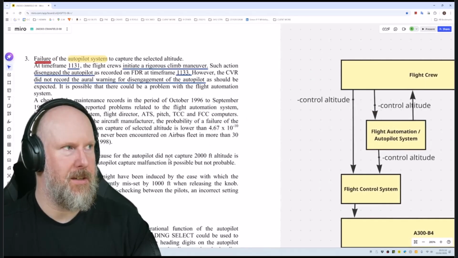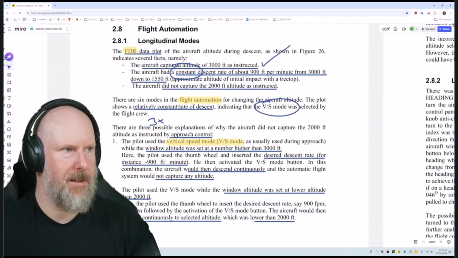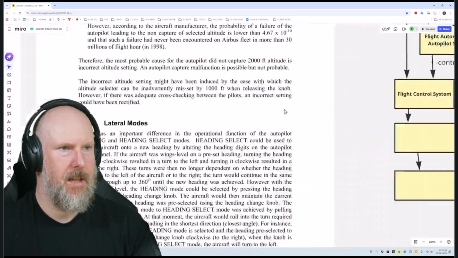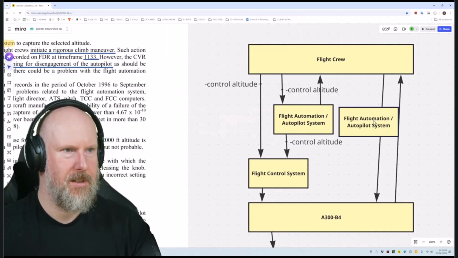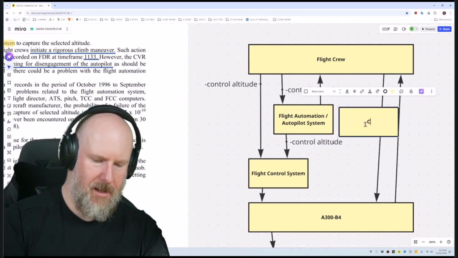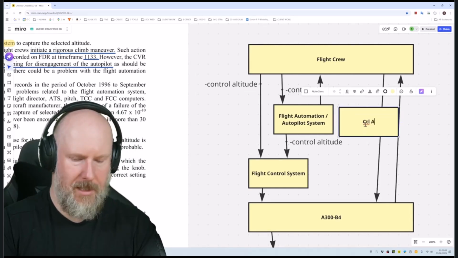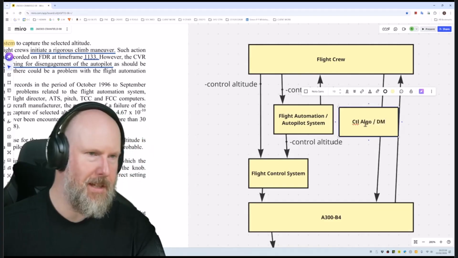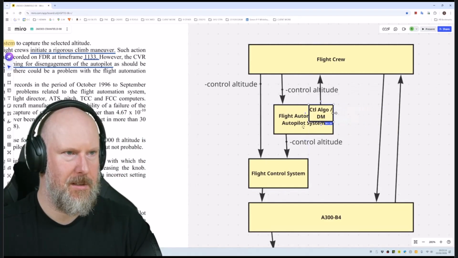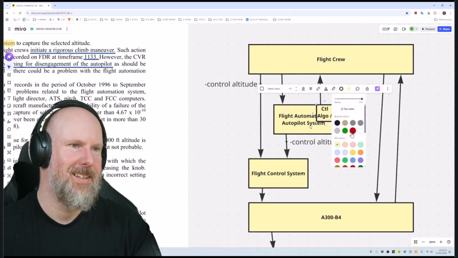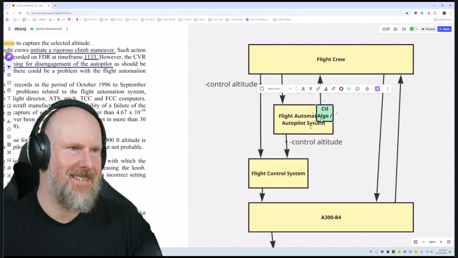Now what this said over here is there's three scenarios. So the first one is about the flight automation mode. So the mode is a type of control algorithm. So what I'm going to do is just make this little box control algo or decision making. Make this a smaller box. There we go. Make the writing even smaller. Oh, I can't make the writing even smaller than that. Oh, of course. Typical. There we go, that'll do, won't it?